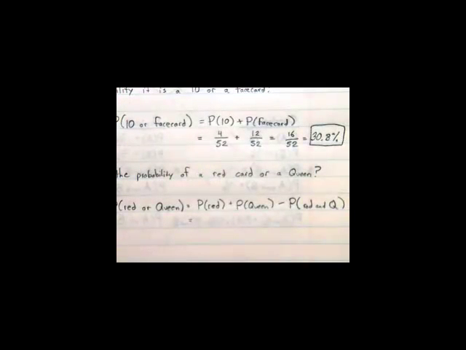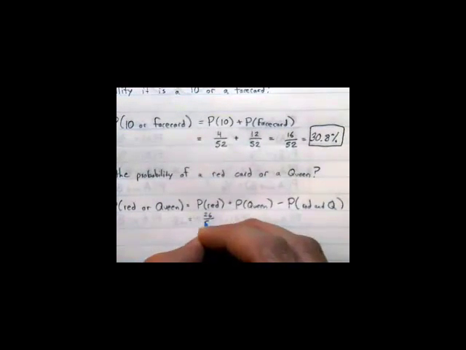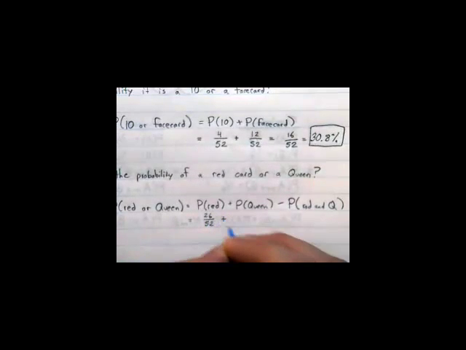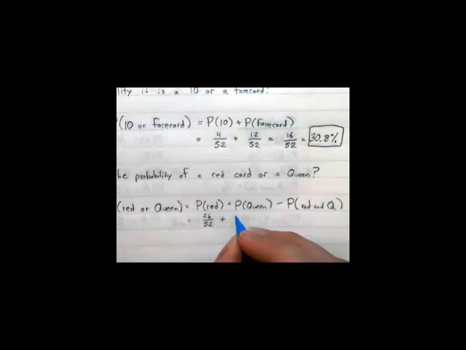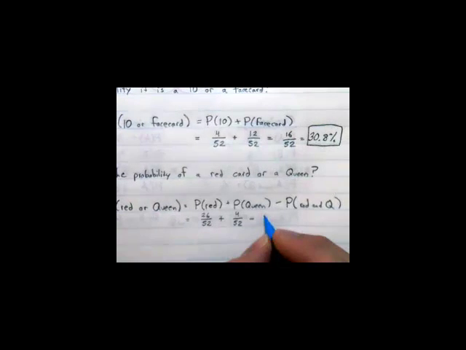What's the probability of red? 26 out of 52. What's the probability of a queen? How many queens? There you go. 4 queens out of a total of 52. Red and queen at the same time. 2, right? There's diamonds and there are hearts. So there are 2 red queens in the deck. So 2 out of 52.